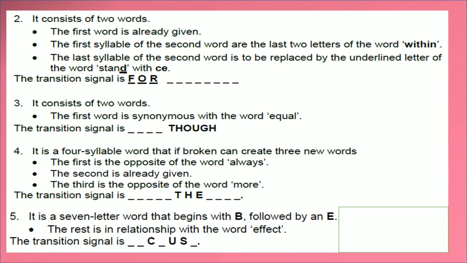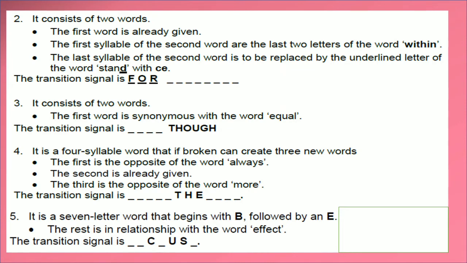Number 4, it is a 4-syllable word that, if broken, can create new 3 words. The first is the opposite of the word always. The second is already given. The third is the opposite of the word more. The transition signal is blank blank blank blank blank THE blank blank blank blank.